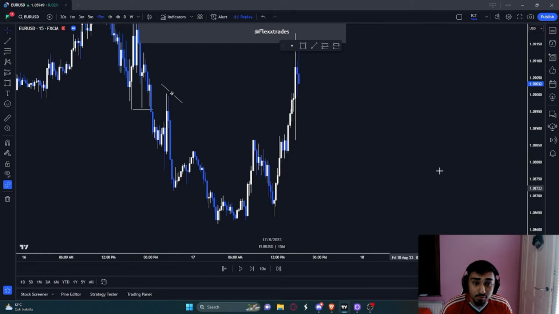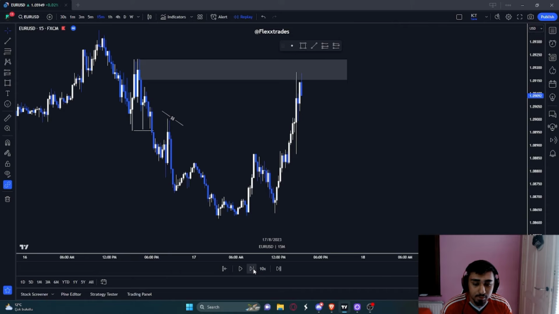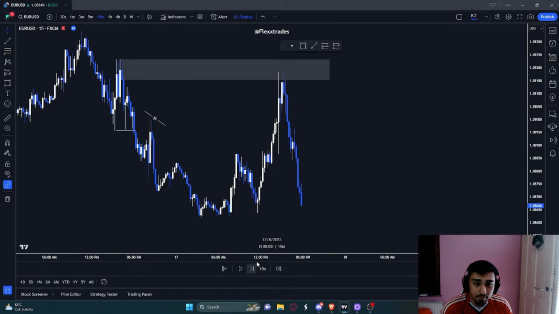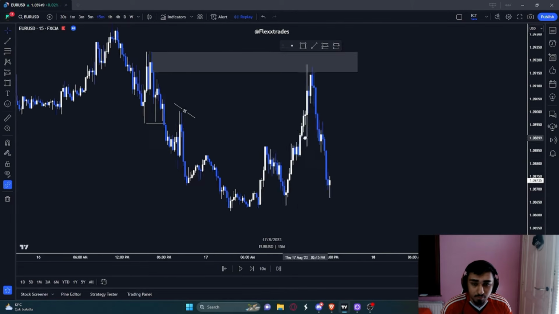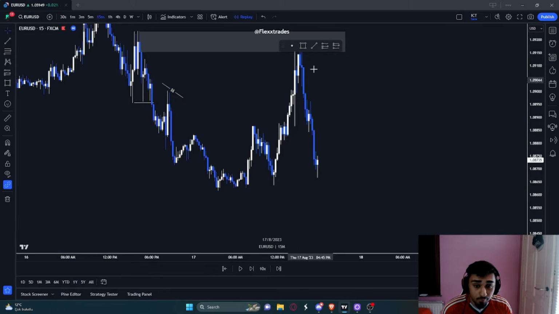Let's see if our other supply is valid. Exactly, once again, supply is very, very valid. See, this is why I chose this one instead of this one. Simple, simple break of structure. Now what do we do? We wait for a break of structure.